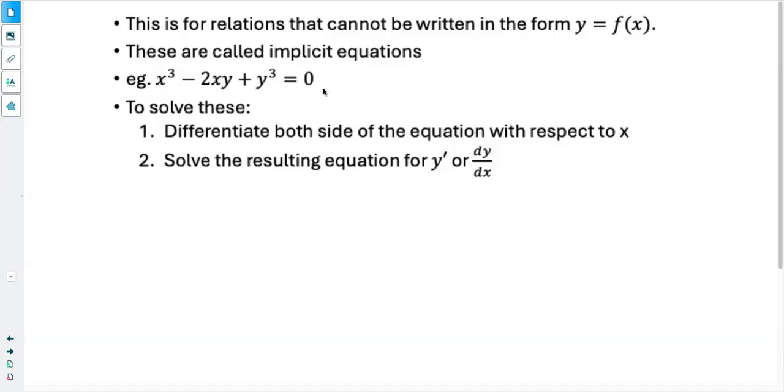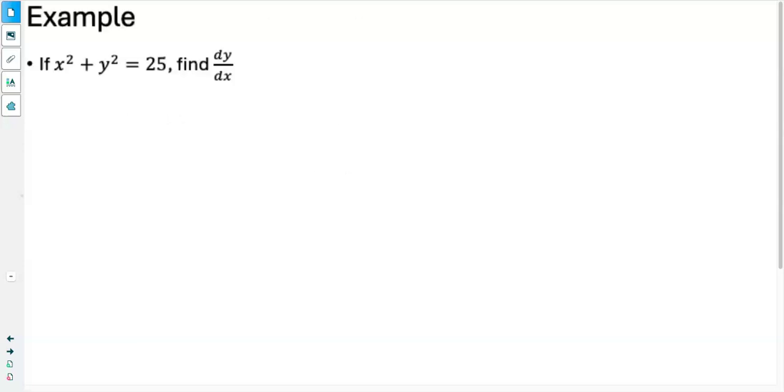Now, to solve these, not all the time will we have everything on one side of the equation. Often we'll have stuff on both sides. So we want to differentiate both sides of the equation with respect to x, and then we're going to solve the resulting equation for our derivative of y. So we'll look at some examples.